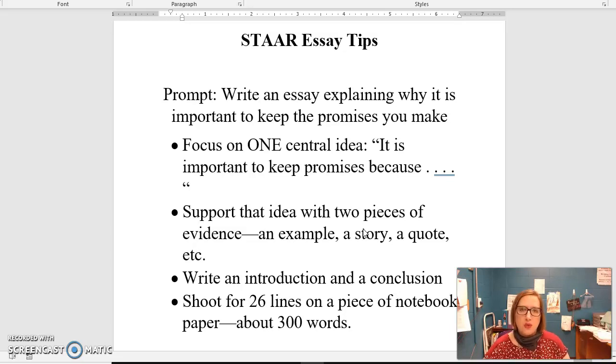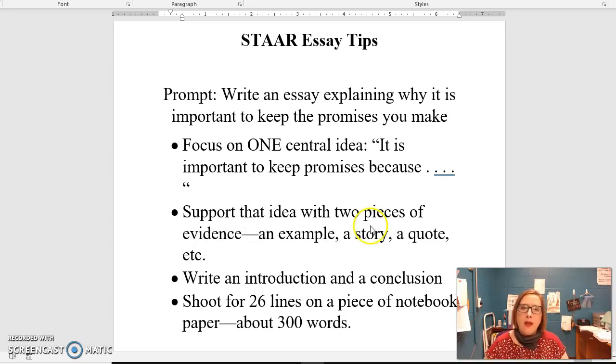Each one should be 3 or 4 sentences long. So maybe you have a story, and then you have an example of why it's good to keep promises, and a story about why people don't trust you if you don't keep promises. Those are 2 different pieces, and both of those should be 3 to 4 good sentences long.